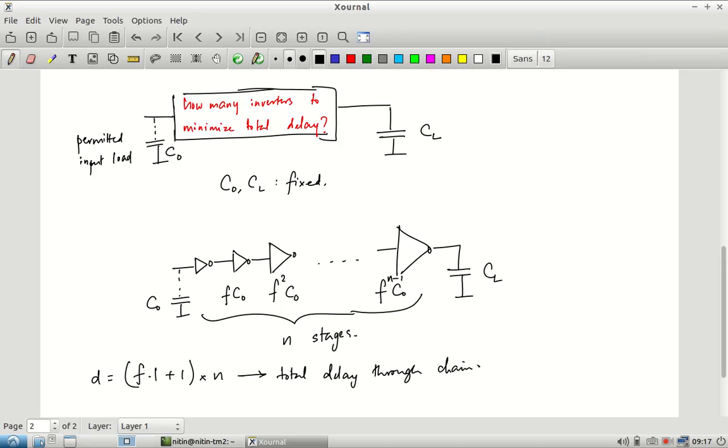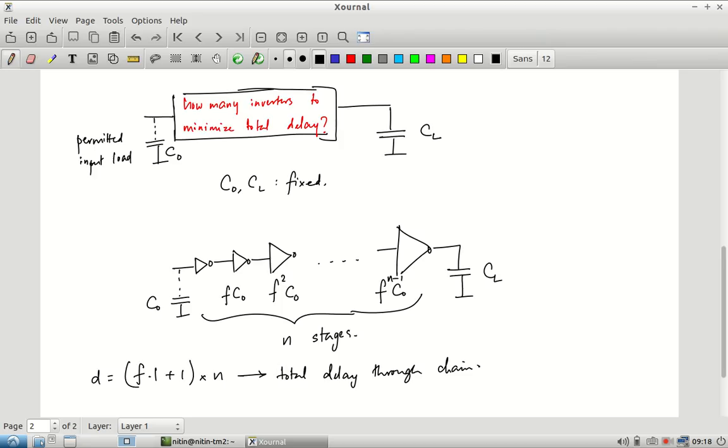Okay. If I tell you to use 10 inverters over here, you take CL by C0 to the power of 1 by 10, even though that may be nowhere close to 4. Even if it's not close to 4, it will still give you the optimal delay through that chain, because you are spreading the load equally across all the stages. So in other words, if the number of stages is given, then the only thing you should be doing to optimize delay is to make sure that the gain through each stage is kept the same.